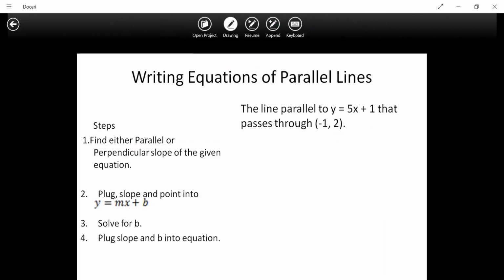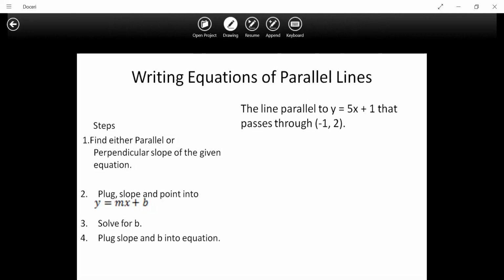Writing equations of parallel lines. Okay? It's a small little box here, right? I'm hoping you guys can write really small. But do me a favor, copy that down. Now the question that is proposed to us says, the line parallel to y equals 5x plus 1 that passes through this point.